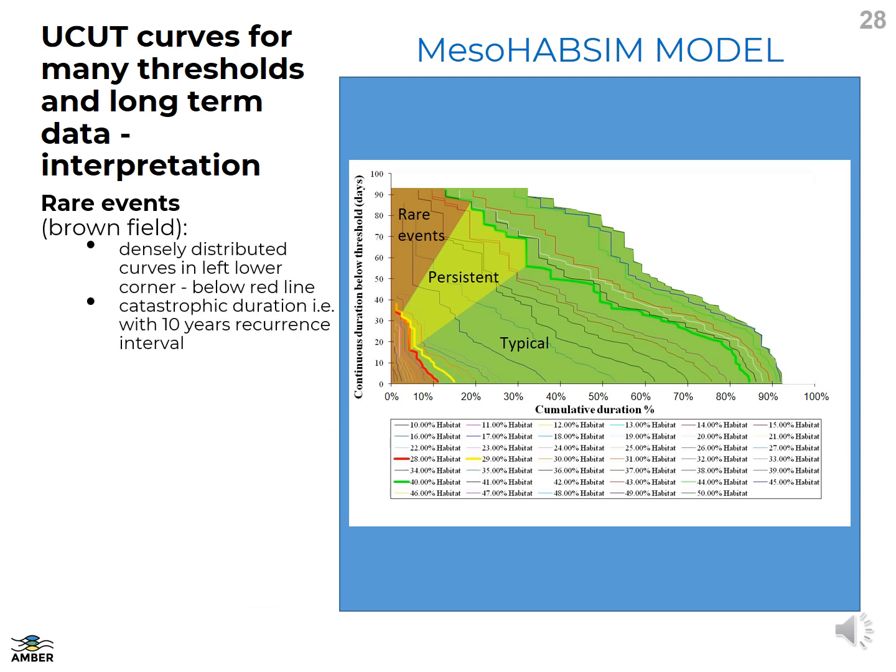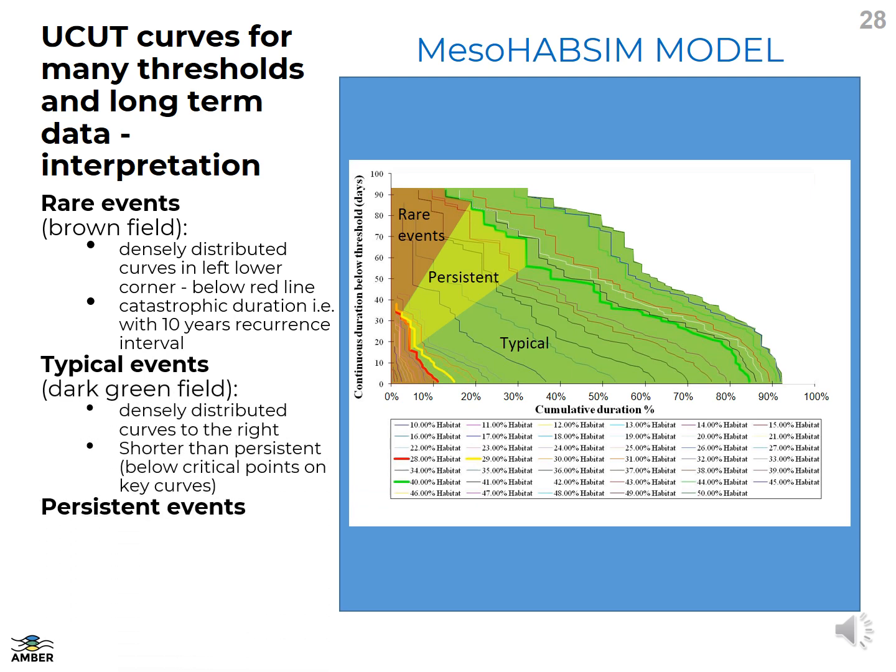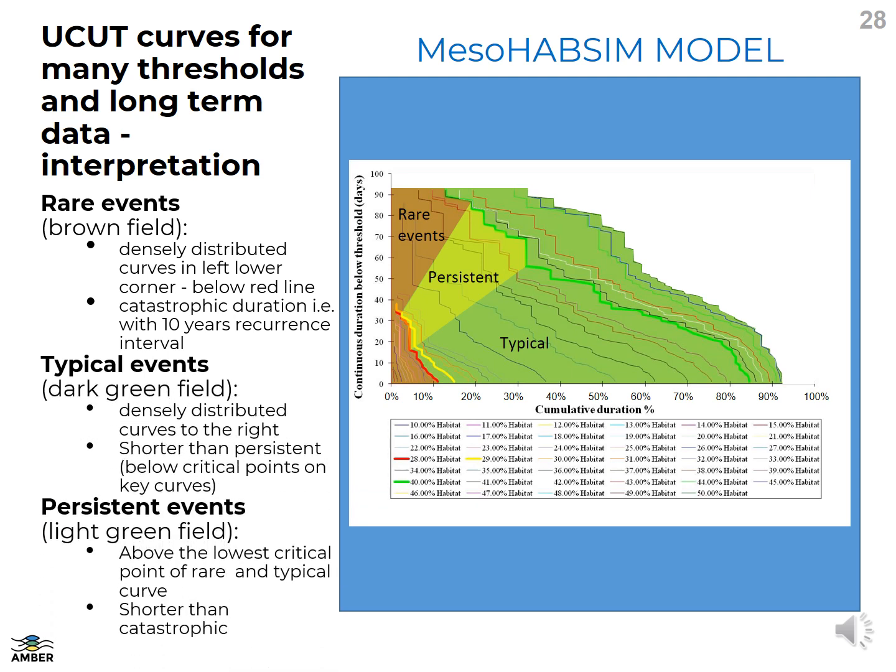As indicated on the diagram, we can then classify the events into rare, typical, and persistent. The rare events are indicated by the brown field, the densely distributed curves in the lower left corner, below the red line. These are also the events of catastrophic duration. It means those that happened no more often than every 10 years.